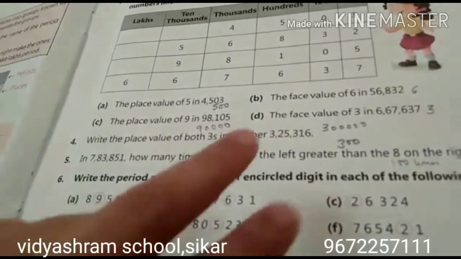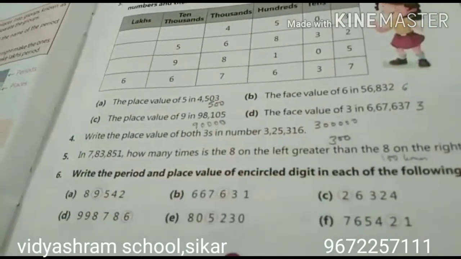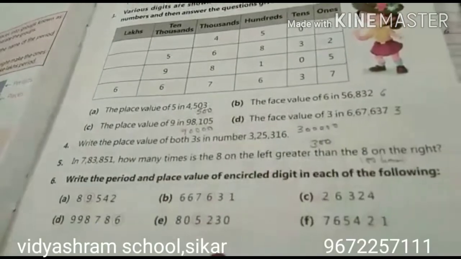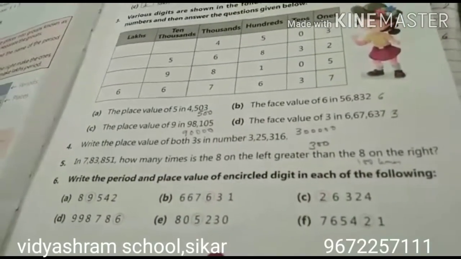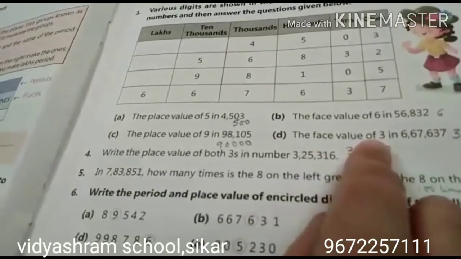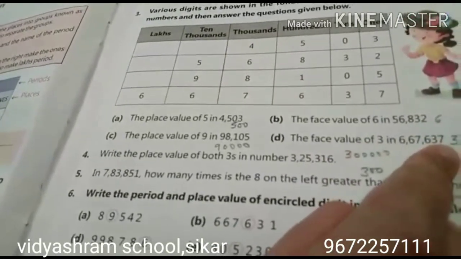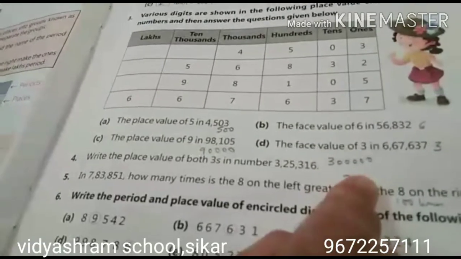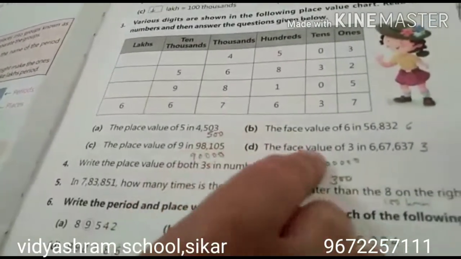And the next one is the face value of 3 in 6,67,637. So what will be the face value of 3? The 3 value is that 3 lakh. Okay, sorry, the face value of this is only 3, the number itself.